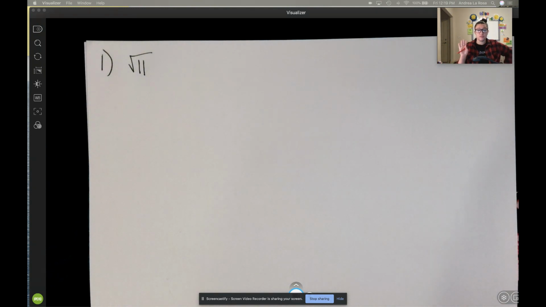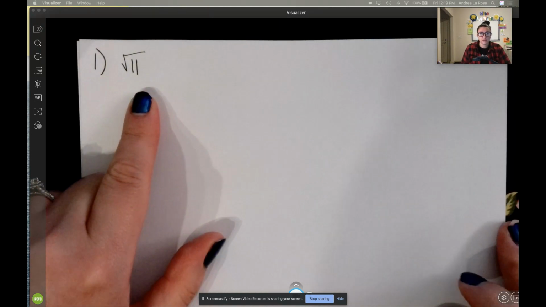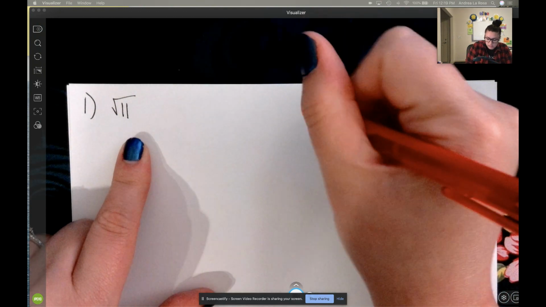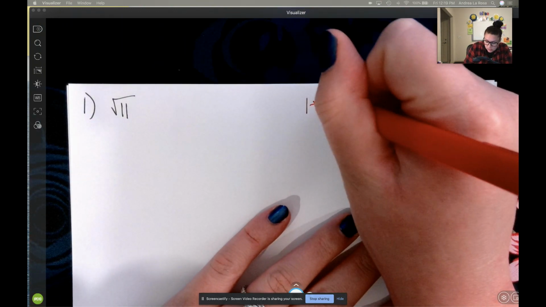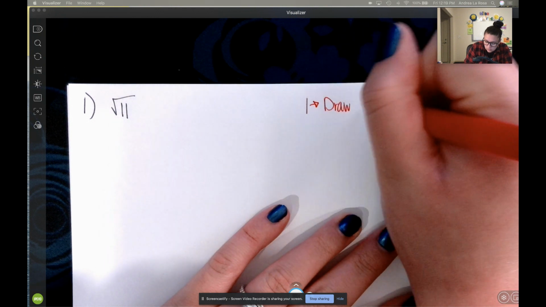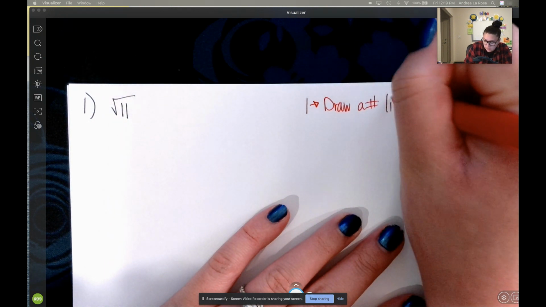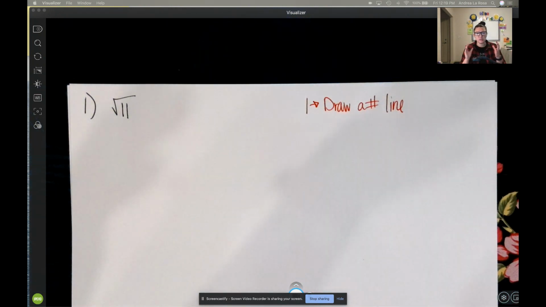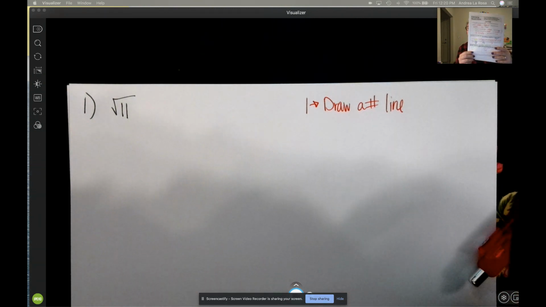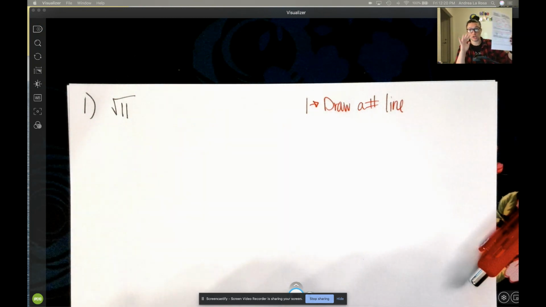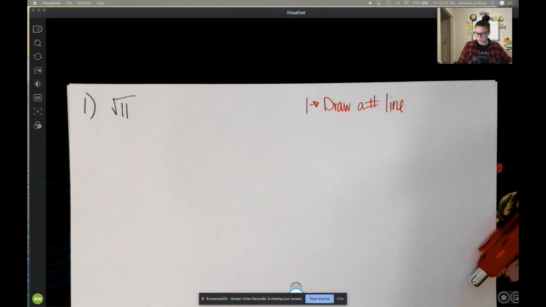So we're going to use a method to help us estimate it. Again, not perfect, not exact, but it's going to be close. So when they give you the square root to estimate, the first thing that you're going to want to do, like you see on the steps on the side, is you're going to draw a number line. This number line is going to be like a zoomed in version of this long one that we did in the notes, a zoomed in version of it.